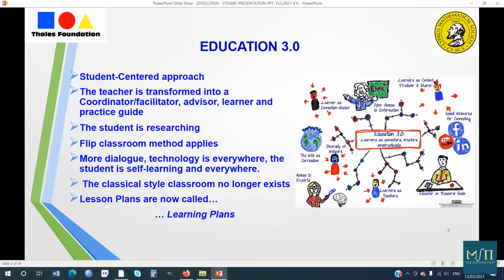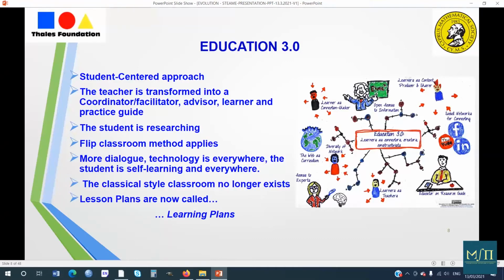The learning process has many parameters. One of them is the teacher, the facilitator. There are many others. The student is researching now. The student gets to understand what researching is, also for his knowledge and for his learning. So you can discover knowledge by yourself through technology.